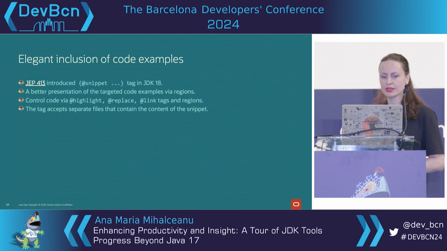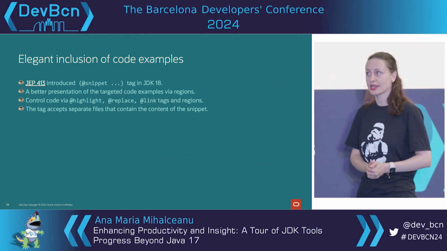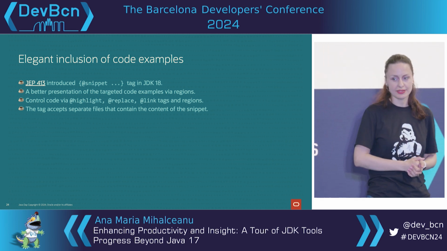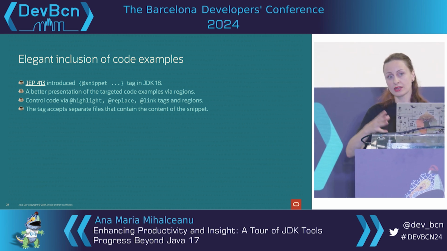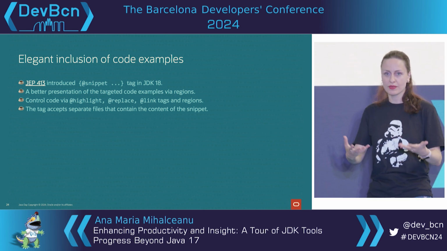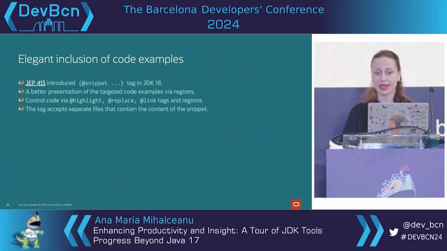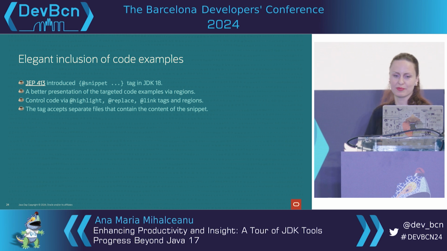And if we're going back to the elegant inclusion of the code examples and the connection to javadoc as a JDK tool, well, the tag also accepts separate files that contain the content of the snippet. So this means we can test the content of that snippet and make sure that we're actually giving our end users something that is working and in accordance to our API. So let's refactor our example again.